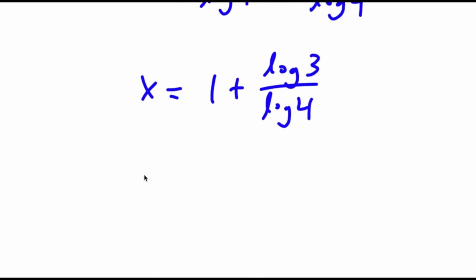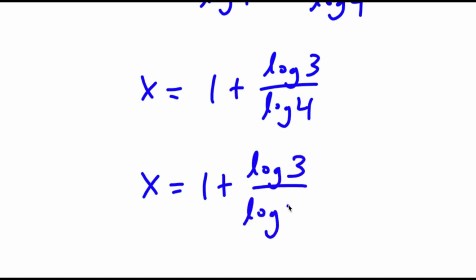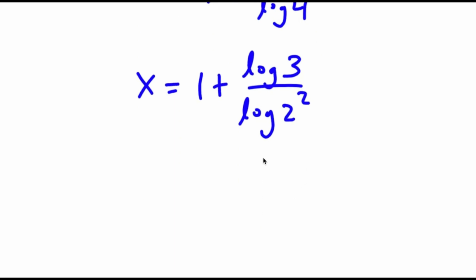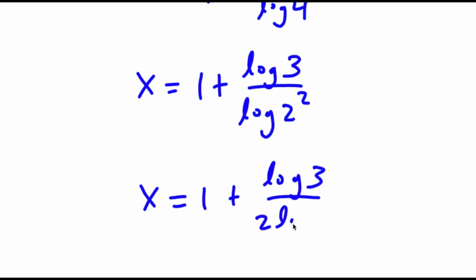Now log 4, that's equal to log 2 squared. So I have x is equal to 1 plus log 3 over log 2 squared. And log 2 squared, that's the same thing as 2 times log 2.